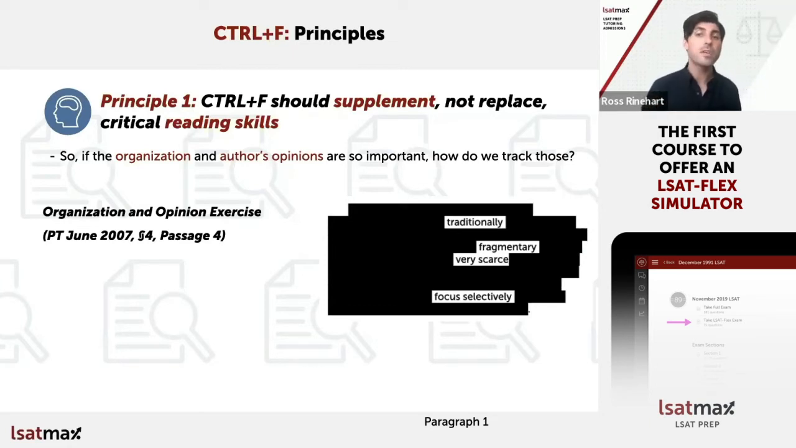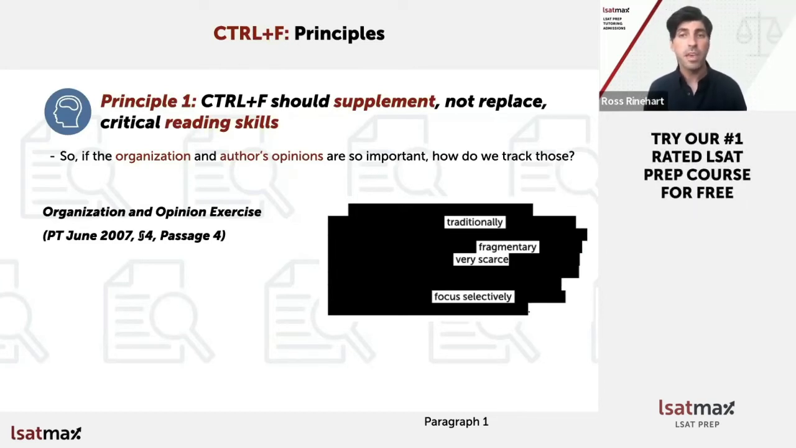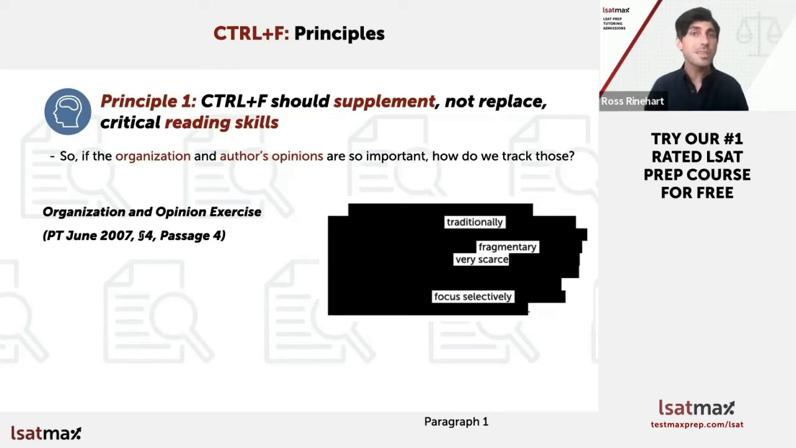So what I have on the screen right now is the first paragraph of this passage, June 2007, passage 4. I've blacked out most of this. We don't know what the topic of this is. We don't know what it's talking about, but we do see the word traditionally. And traditionally is an important structural word on the LSAT.